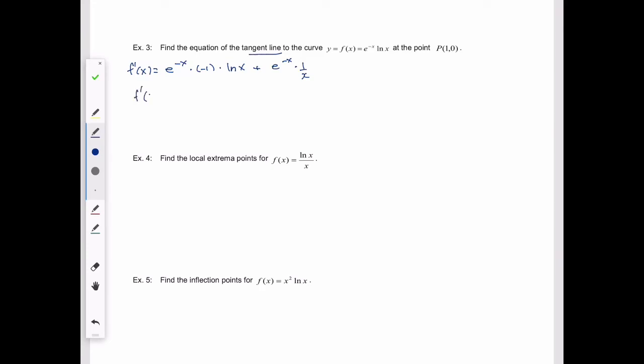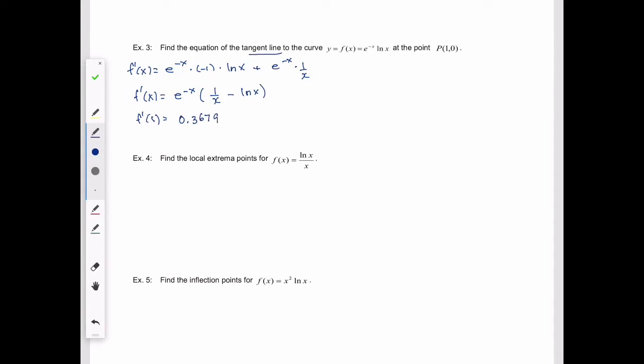So f prime of x is equal to e to the negative x, and I'm going to switch the order because I want to lead with a positive. In this case, we're not looking for the slope of the tangent, so I really wasted my time doing that. I just had to put the value of x into the function that I wanted. So what I want is f prime of 1.